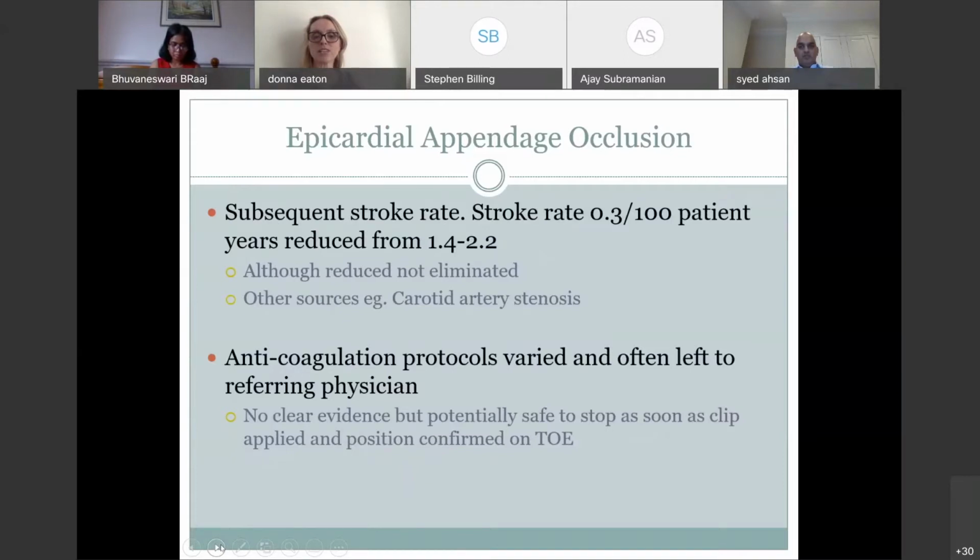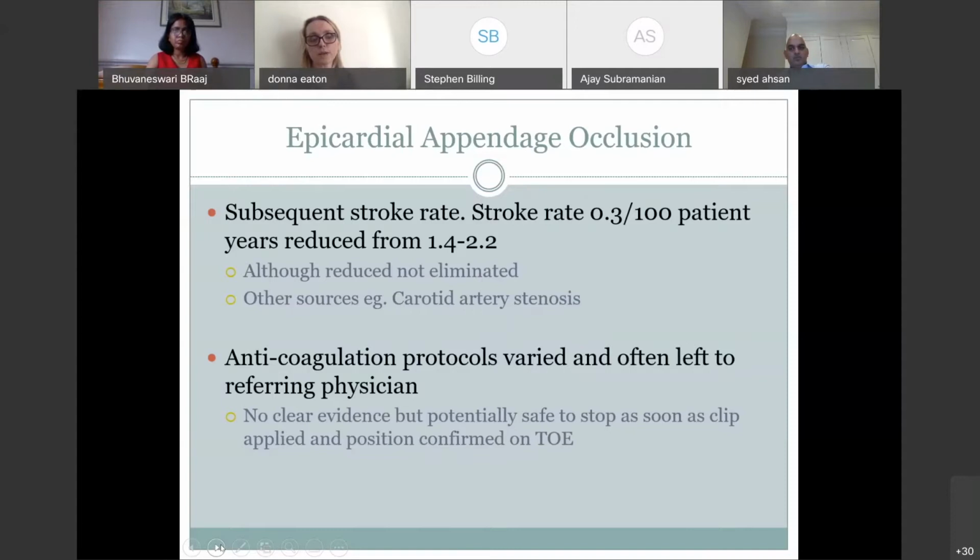Regarding anticoagulation, the protocols varied in these studies, and often there was no consensus during the study of how they managed the anticoagulation, and it's often left to the referring physician, which I must say actually in my case is often what happens as well.